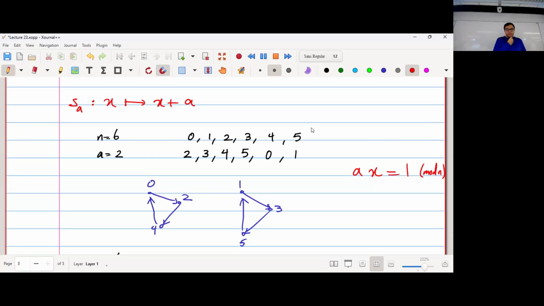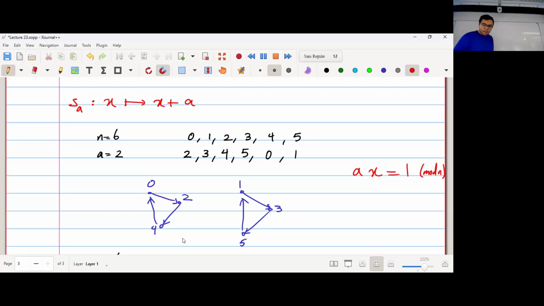Because each cycle is basically just a shift of the other cycle, right? So I can have this cycle. If I shift all the numbers by 1, if I just add 1 to all the numbers, I will get this cycle. And in general, no matter how many cycles I have, I can look at the minimum element of each cycle, and I can say each cycle is a shift of the cycle that starts from 0, where I'm just adding the minimum element of this cycle to every element. So all of my cycles are going to have the exact same size.